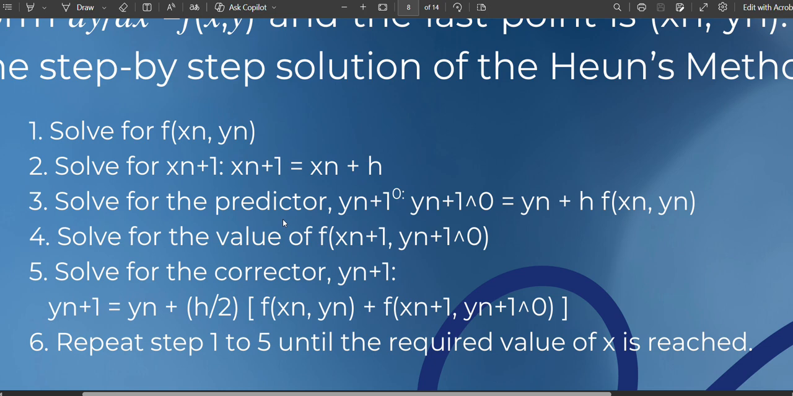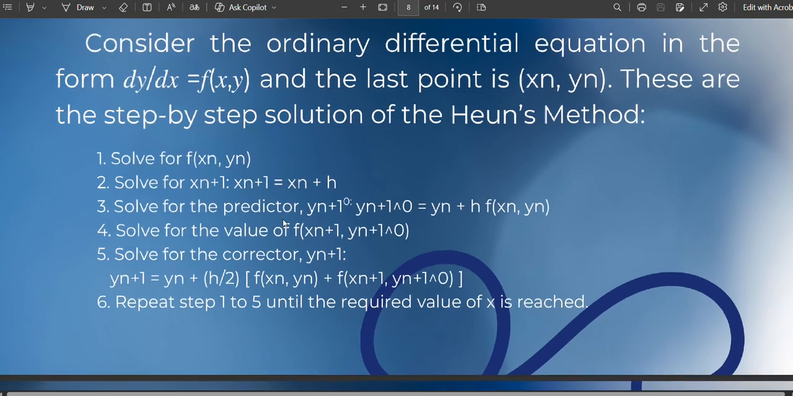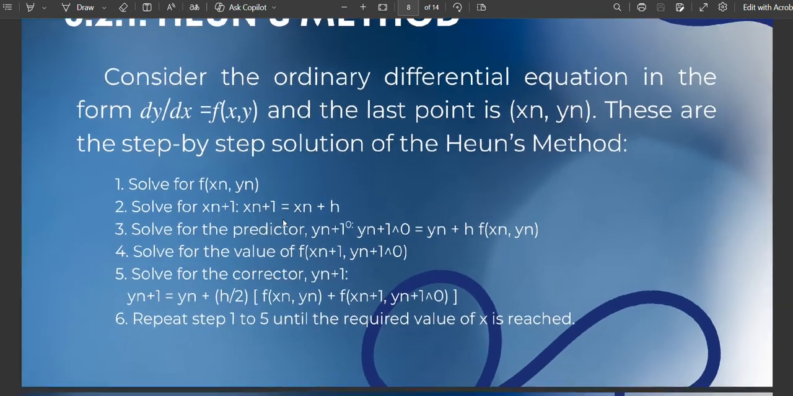Next, solve for the value of f of x_(n+1) and y_(n+1) raised to 0. Next, solve for the corrector: y_(n+1) equals y_n plus increment h over 2 times the summation of f of x_n, y_n plus f of x_(n+1) and y_(n+1) raised to 0. And we repeat steps 1 to 5 until the required value of x is reached.